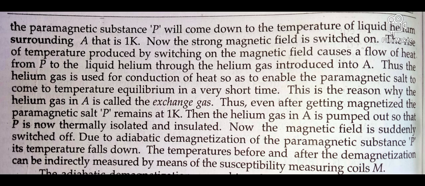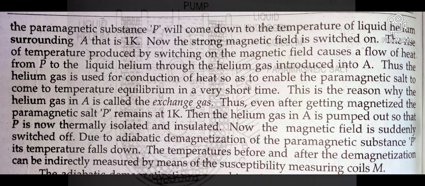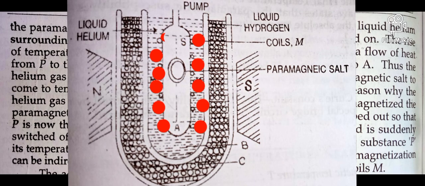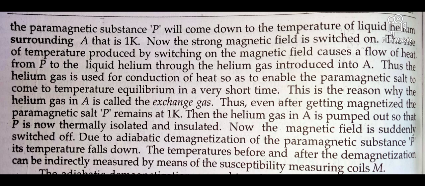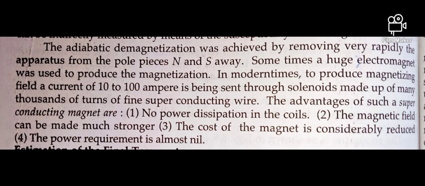So the temperatures before and after the demagnetization can be indirectly measured by means of the susceptibility measuring coils M. There are measuring coils around the paramagnetic substance. These measuring coils measure the susceptibility of the paramagnetic substance. The adiabatic demagnetization was achieved by removing the apparatus very rapidly from the pole pieces N and S, so the pole pieces N and S are moved away. Then the adiabatic demagnetization was achieved.